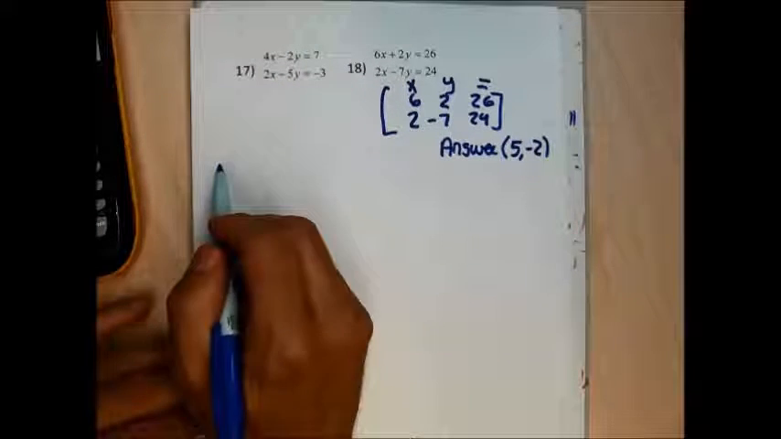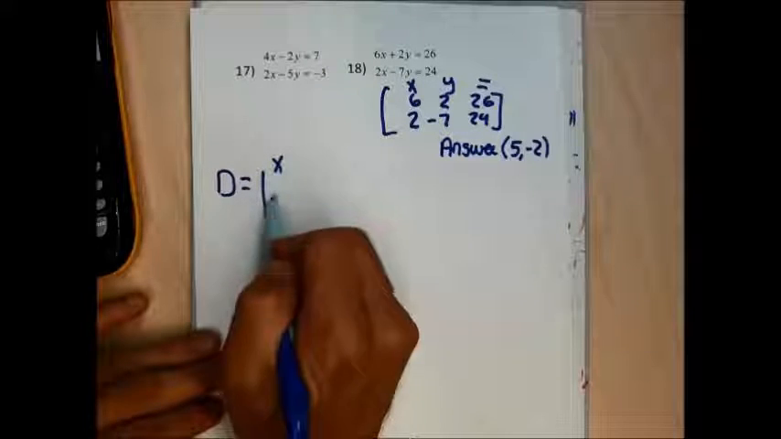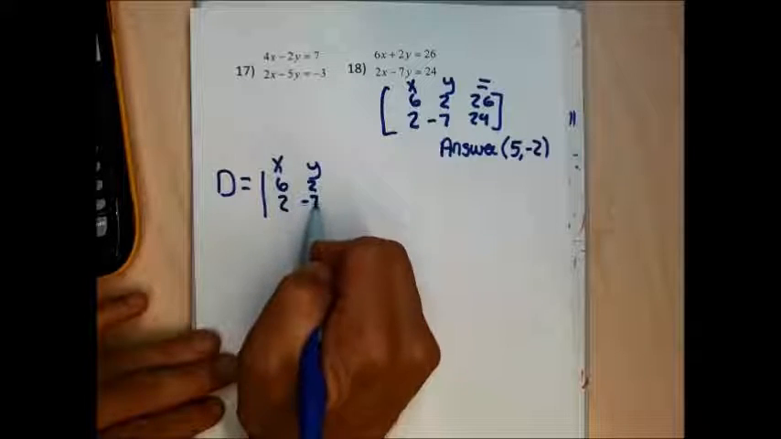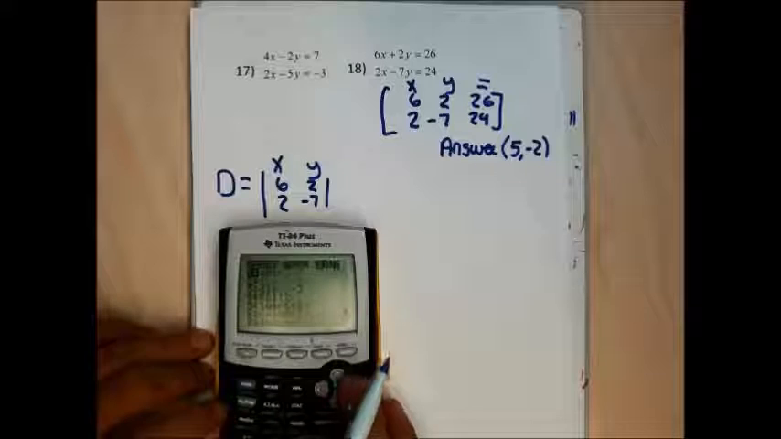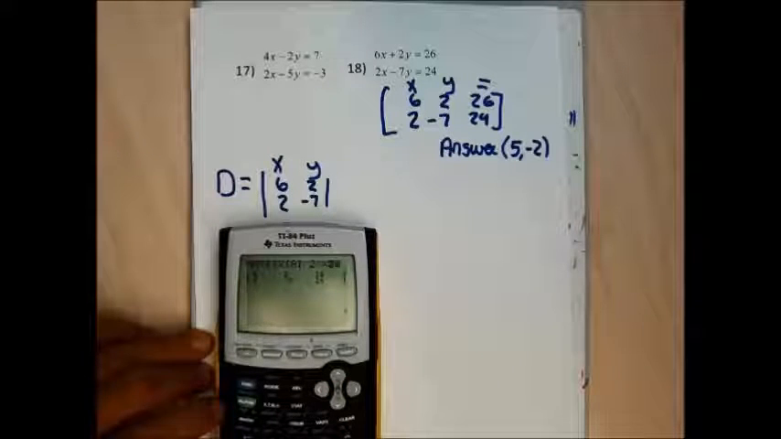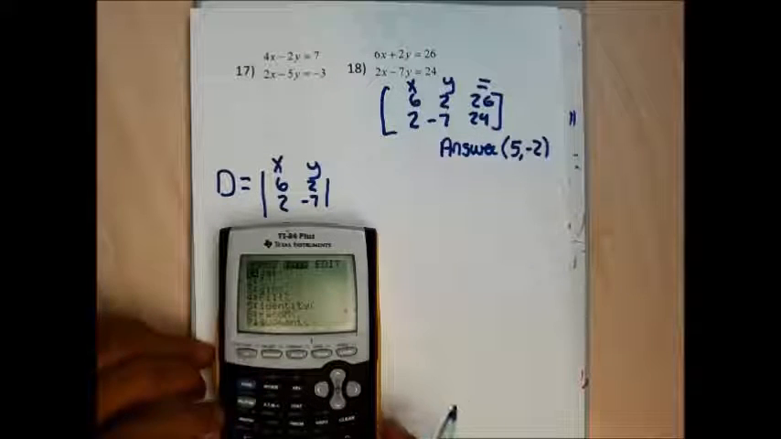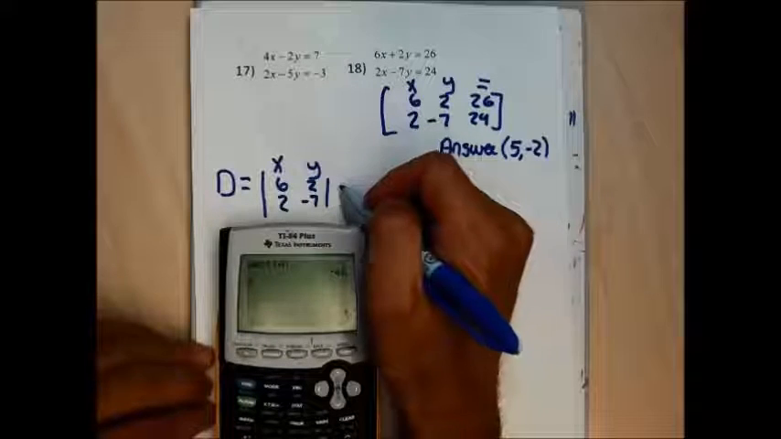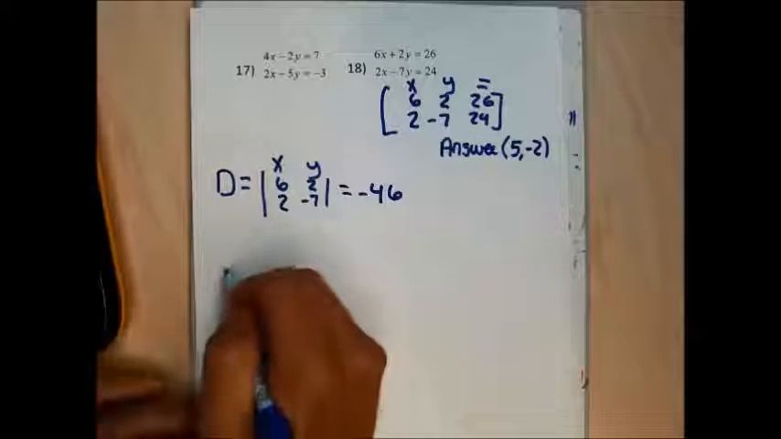So to get this answer, I need 3 determinants. The first determinant has the numbers from the x column, which are 6 and 2, and the numbers from the y column, which are 2 and -7. Let me just find that number. Second matrix, enter a 2 by 2 matrix, 6, 2, 2, -7. Second matrix, math, determinant, second matrix, names, enter. D is -46.